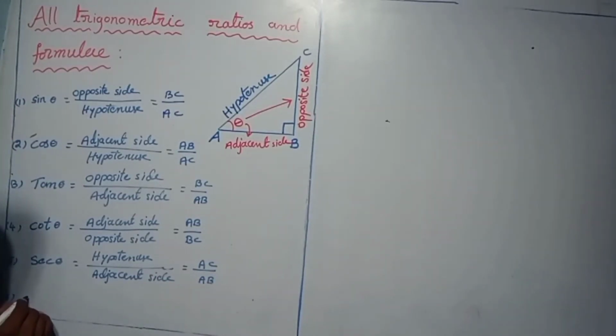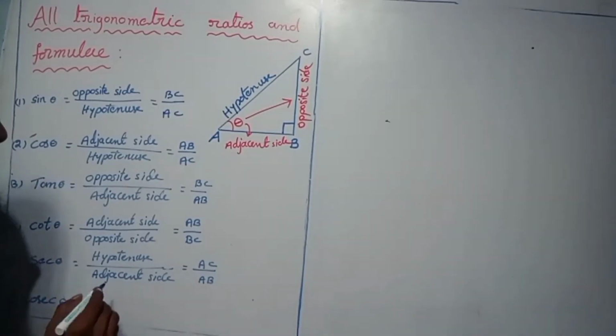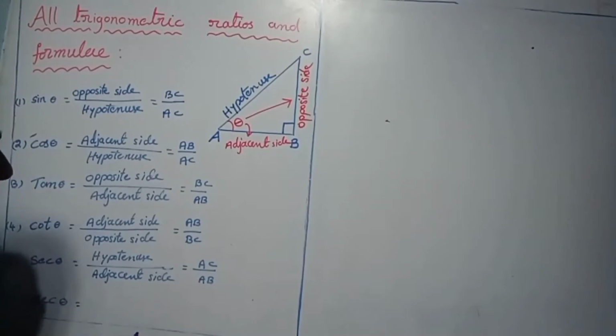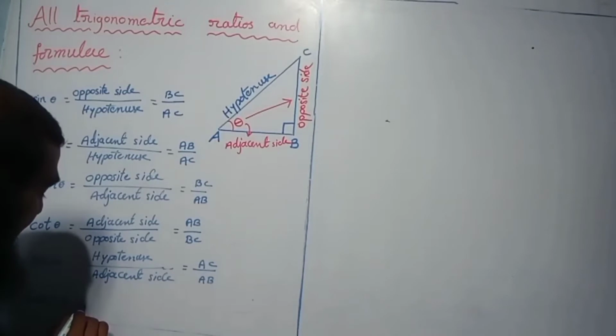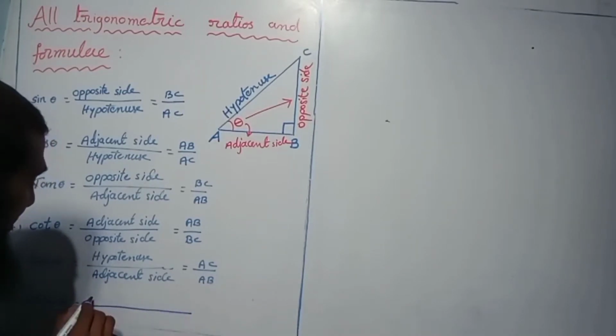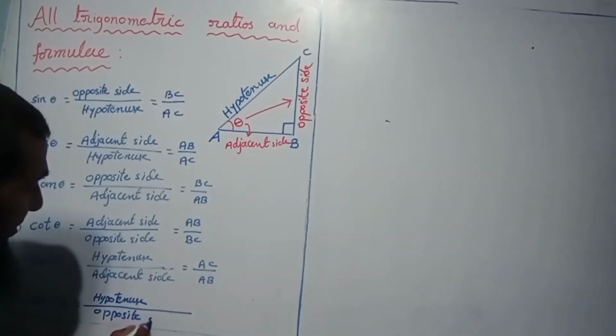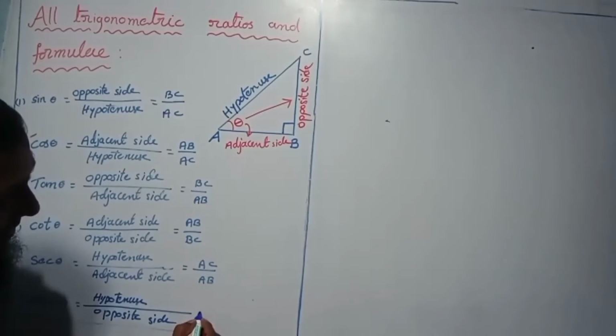Last ratio, the sixth one, cosecant, meaning cosec theta. The definition of cosecant is the ratio of hypotenuse and opposite side. What is the hypotenuse? AC. And then what is the opposite side? BC.